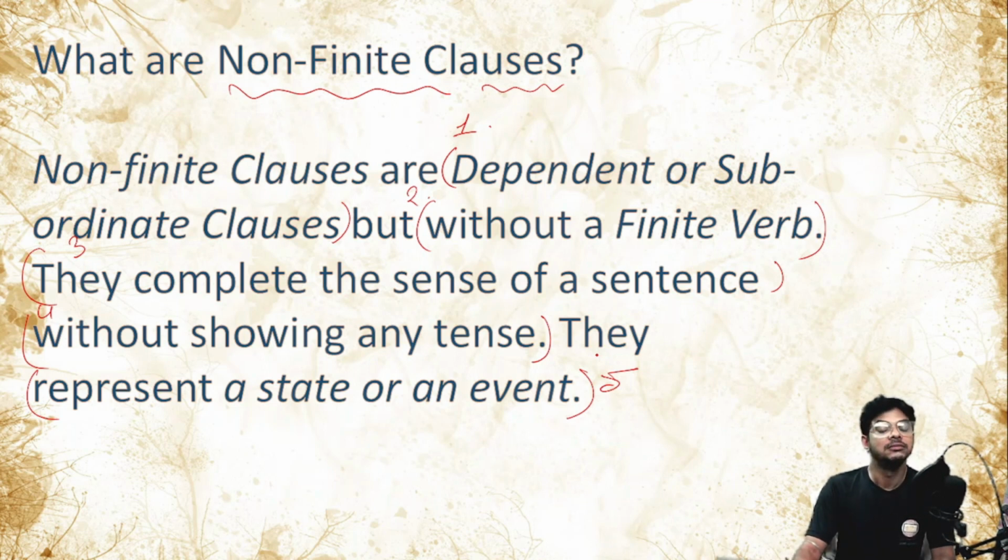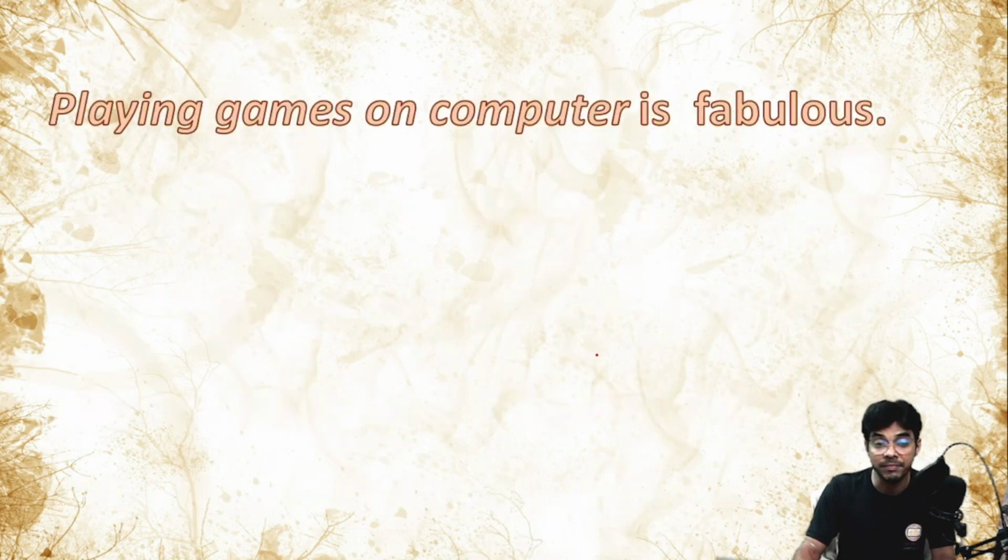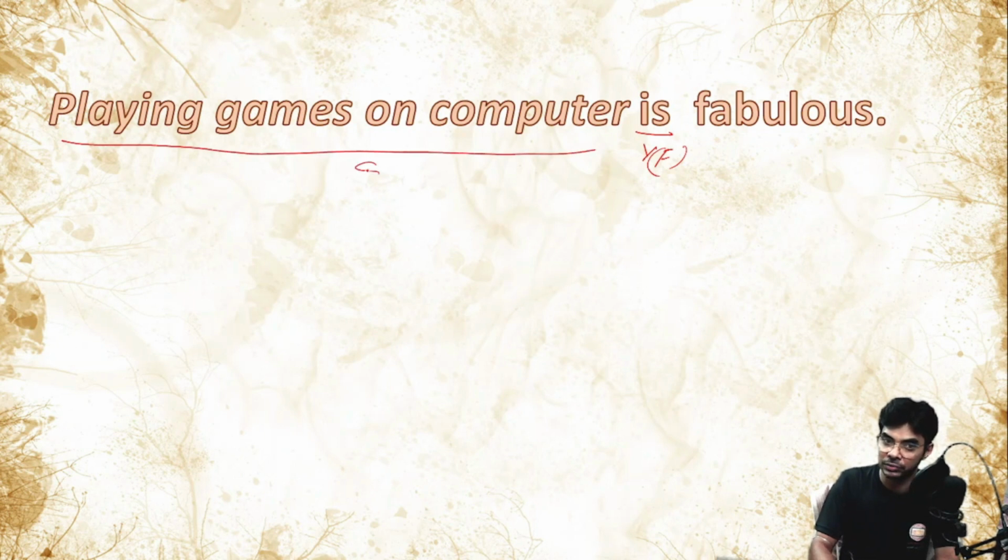So let's take all these 5 characteristics in another example so that you can understand it well and remember it well. Playing games on computer is fabulous. So here we get this finite verb. So obviously this is the subject of the sentence. Just have a very keen observation of what I'm saying. So with the subject and complement, obviously it forms the principal clause.